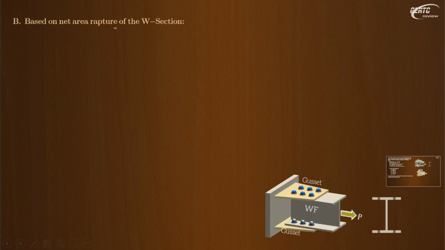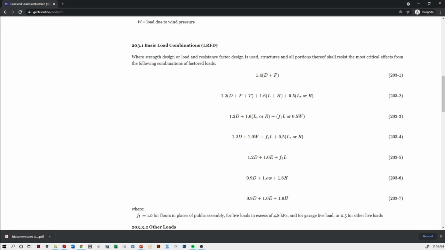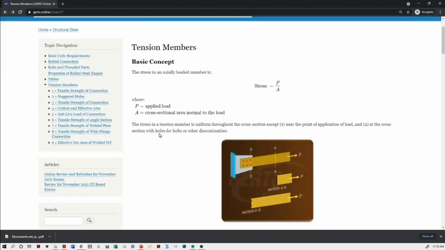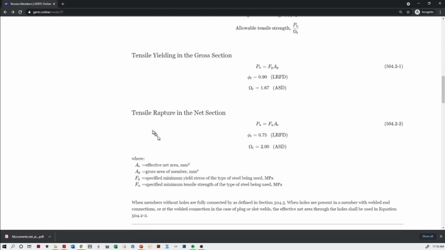Based on net area rupture of the W section. Okay. Net area rupture of this wide flange section. So, what does the code say about this provision here? Okay, let's go back. Okay, so here it is.